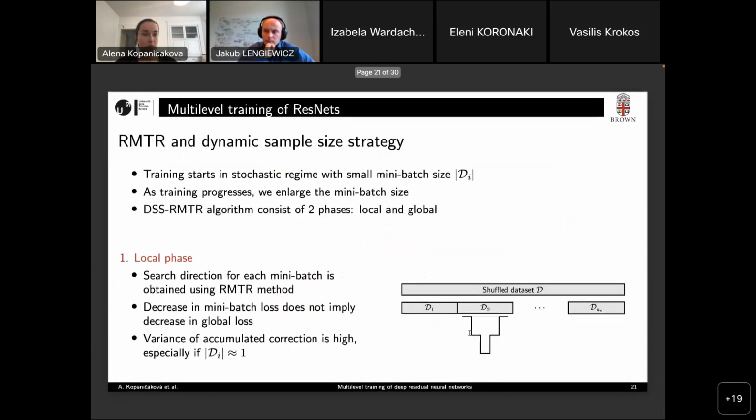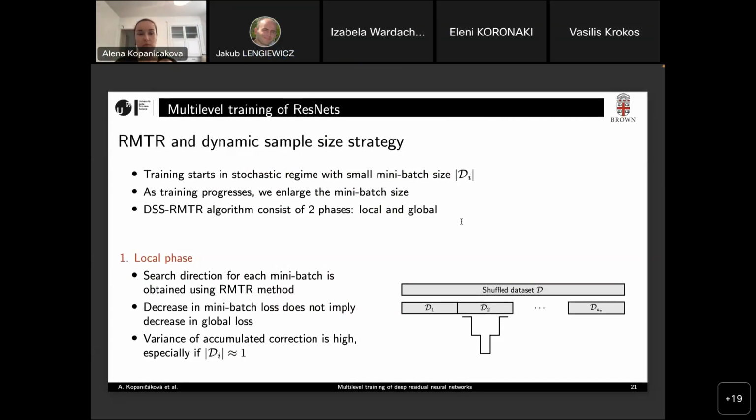Now let me also tell you how to incorporate the single and multi-level trust region methods into stochastic settings to decrease computational cost even further. Here we will start by considering some small mini batch. And as our training progresses, we will be adaptively enlarging the mini batch size, and eventually we will end up with a deterministic method.